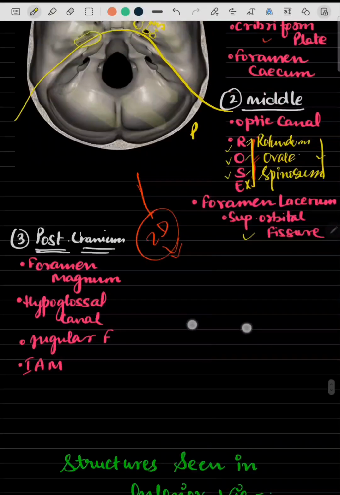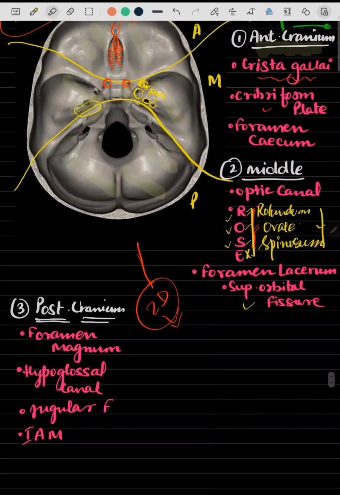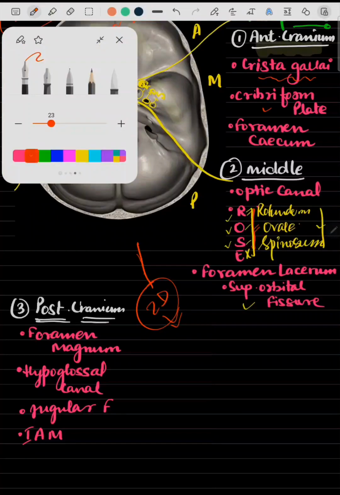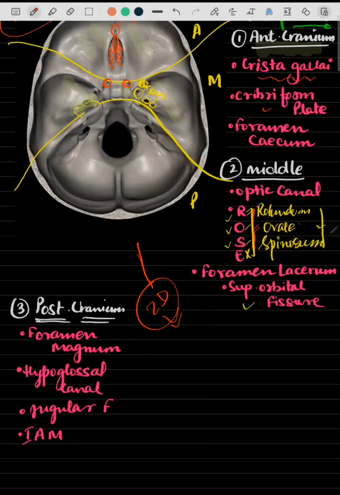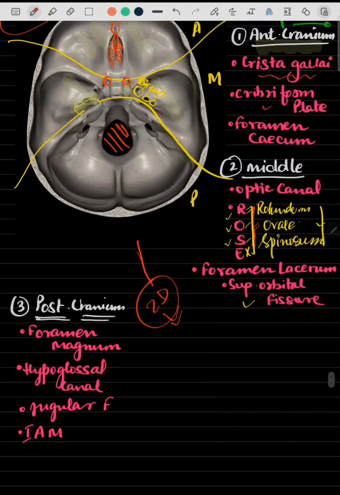Now coming to the posterior cranium region, this is your posterior cranium part. What are the structures we can see here in this part? The structures we can see here is, now this is the foramen magnum. This biggest foramen here is said to be the foramen magnum. Okay, so this is the first structure. Another structure you see here is the hypoglossal canal. Can you see this canal small here? This is your hypoglossal canal.